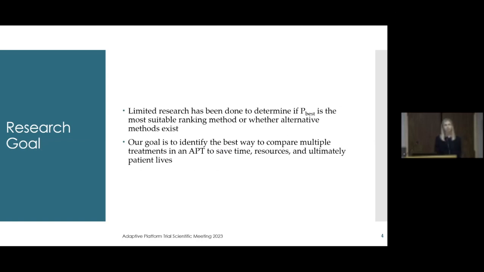With that in mind, limited research has been done to determine if p-best is the most suitable ranking method to use in a clinical trial setting, or whether alternative methods exist. And this is a really important question to ask because if we are going to stop a trial early and declare a treatment superior, we want to make sure that we have the best method to do so in terms of efficiency and accuracy. So our goal is to identify the best way to compare multiple treatments in an APT to save time, resources, and ultimately patient lives.